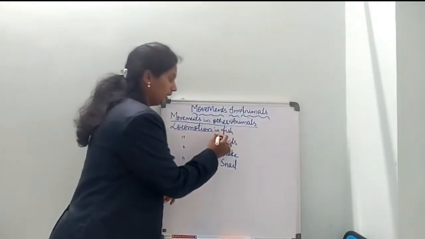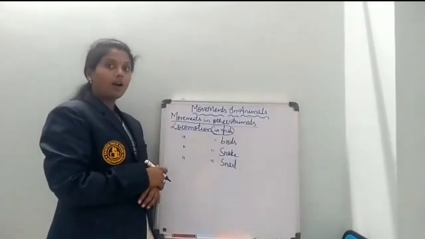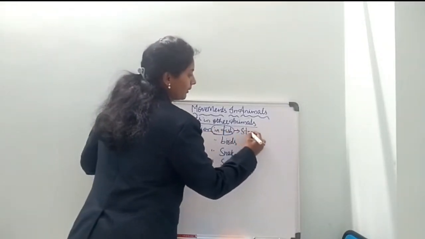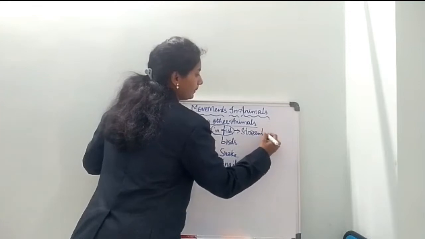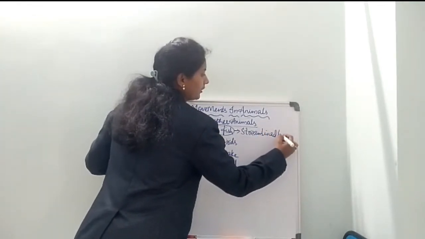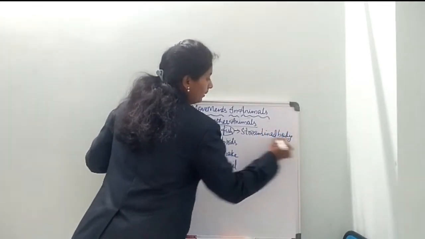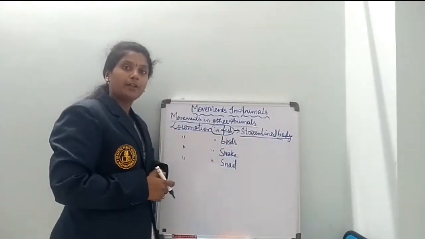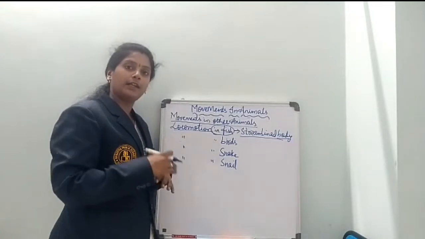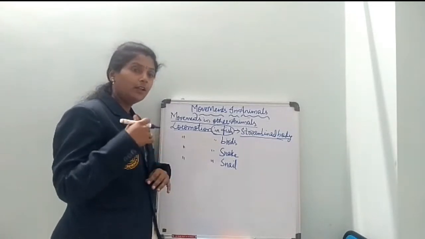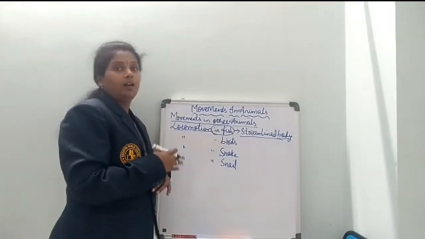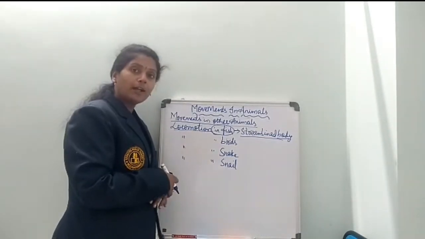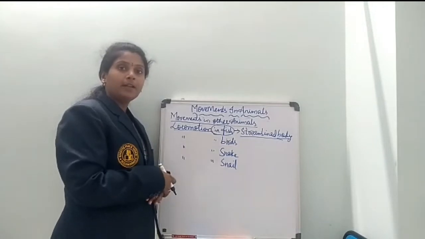And now we are going to see the movement in the fish. Generally, the fish body is designed as a streamlined body. The body of the fish is a streamlined body. It is designed so that it can move very fast and easily in the water. So because of this streamlined body, fish can swim easily.